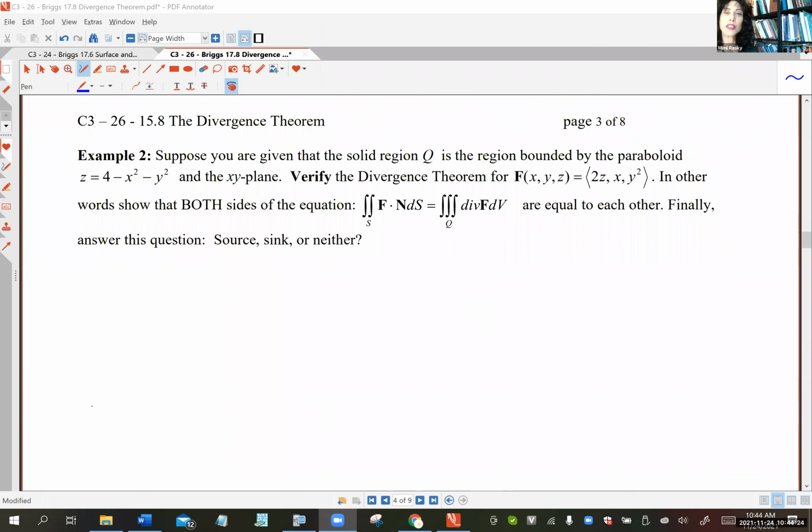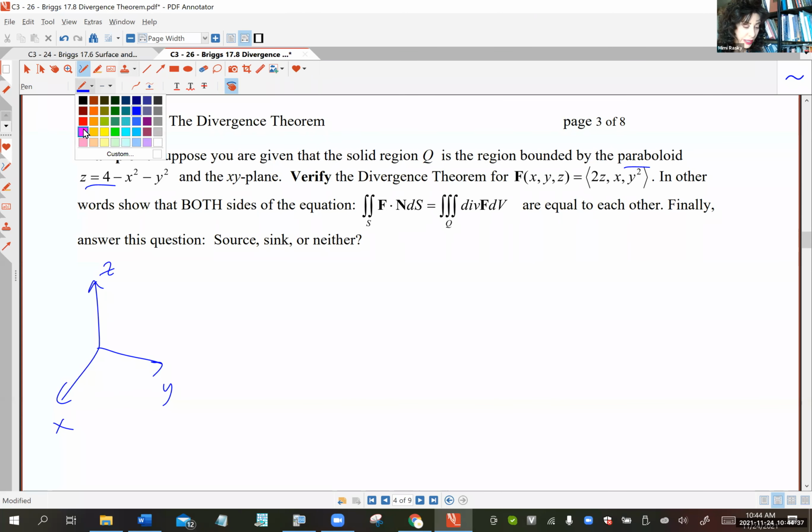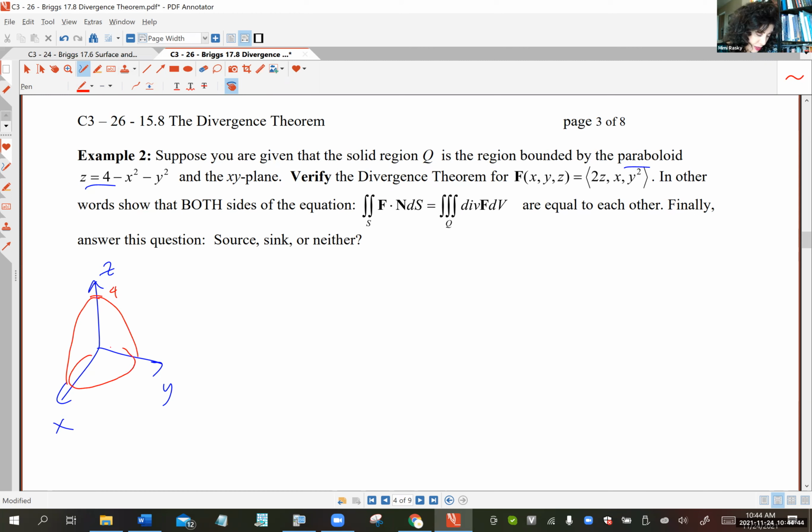Next up, example 2. Let's say you're given a solid region that's bounded by the paraboloid z equals 4 minus x squared minus y squared and the xy plane. Okay, so that paraboloid is kind of cute. It's a downward facing paraboloid with the vertex there at (0, 0, 4) on the z-axis. It's bounded below by the xy plane.